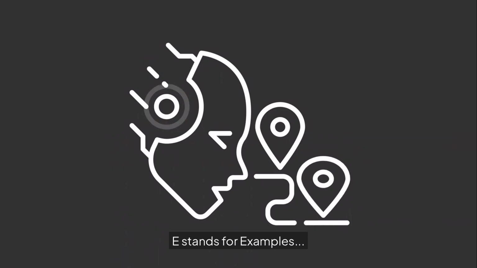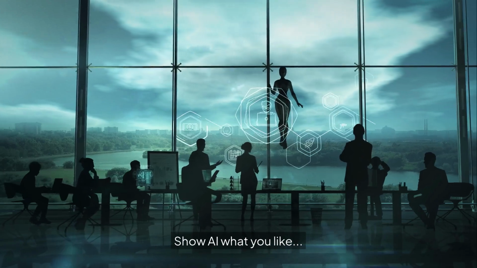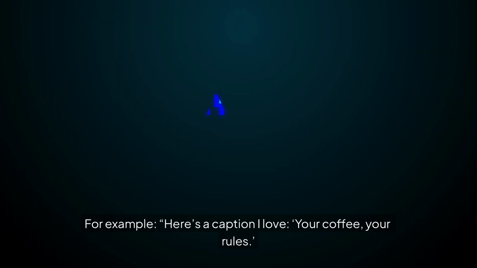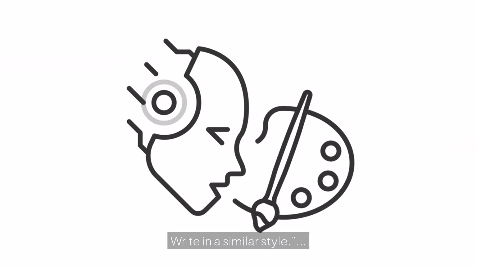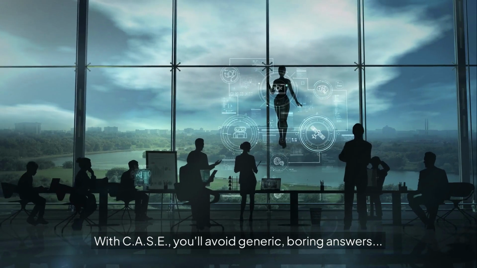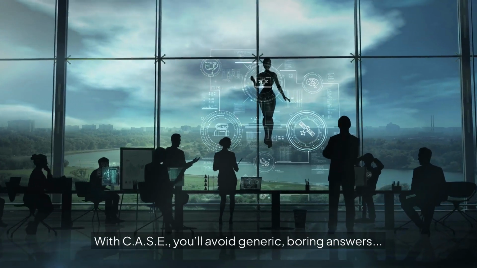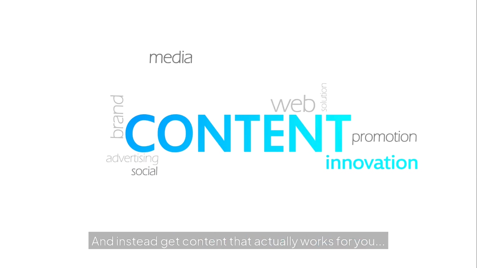E stands for examples. Show AI what you like. For example, here's a caption I love: your coffee, your rules. Write in a similar style. With CASE, you'll avoid generic, boring answers and instead get content that actually works for you.